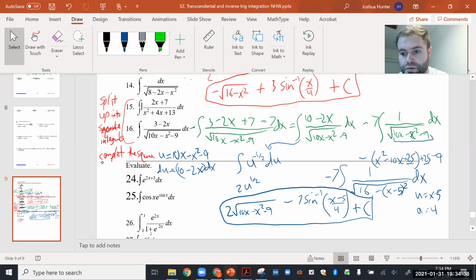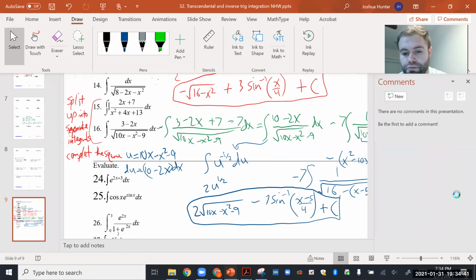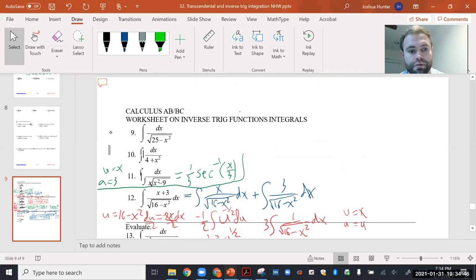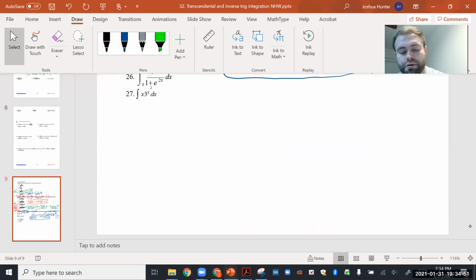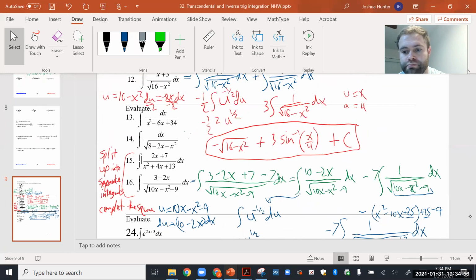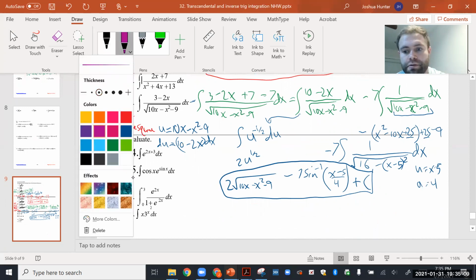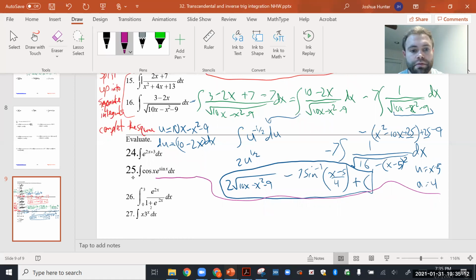Scroll. What is happening? Don't do that. Okay. Let's change colors. So on 26.